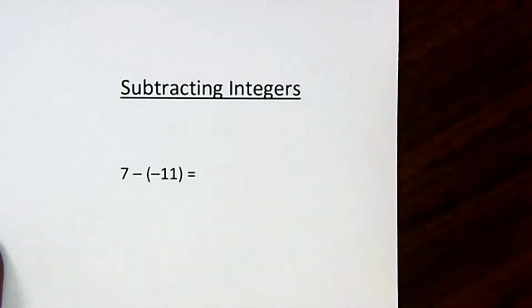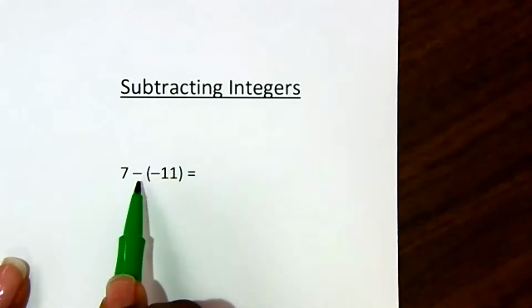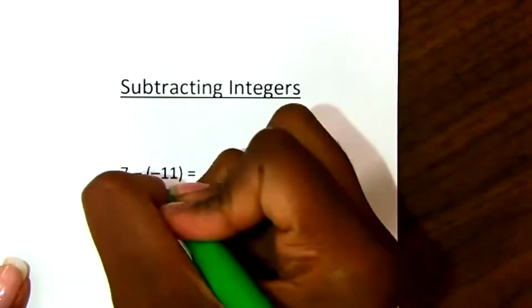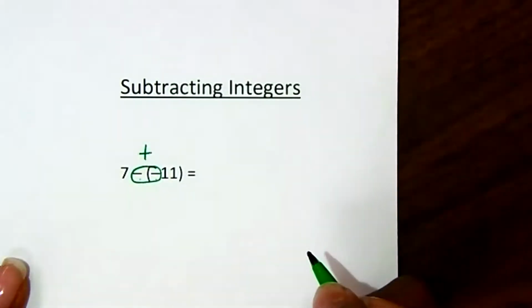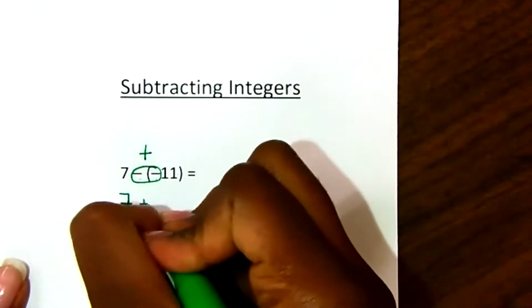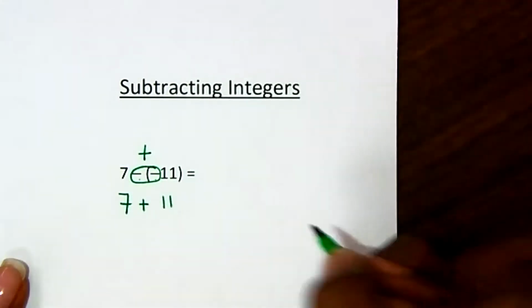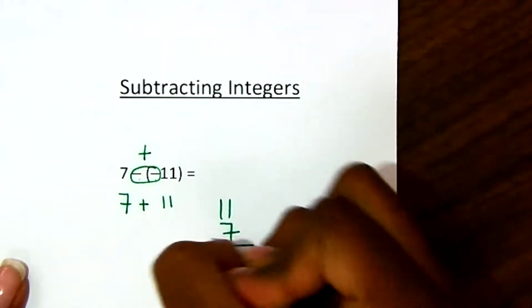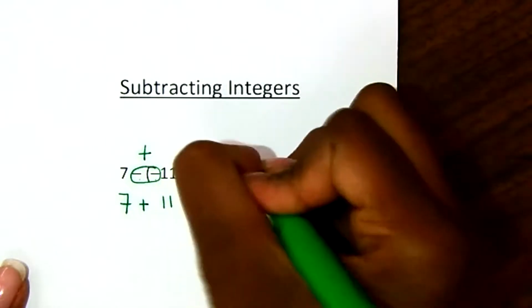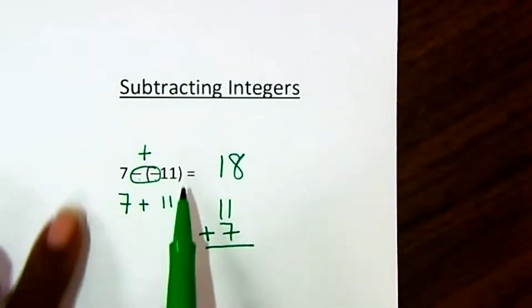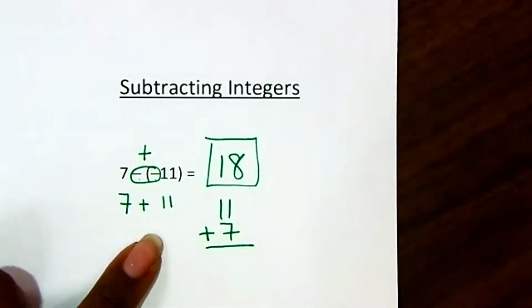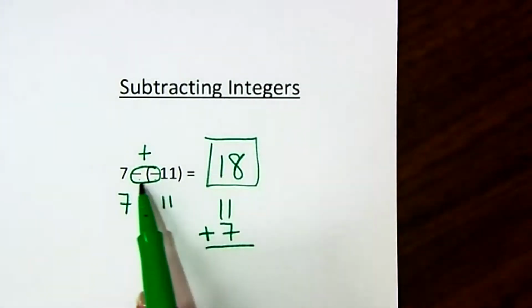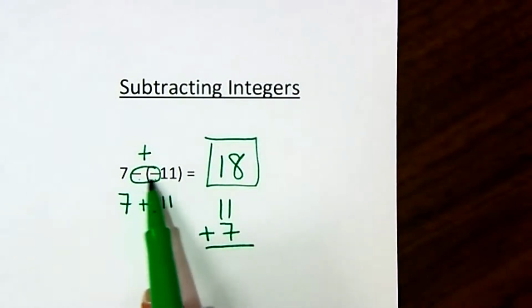Now let's look at subtracting integers. Now, this is a special rule. When I have 2 negatives together like this, they form together to make a positive. So now I'm going to rewrite this as 7 plus 11. I'm going to line it up. If I add that up, it's 18. Because they're both now positive, my answer will stay positive. This only happens when you have 2 negatives next to each other.